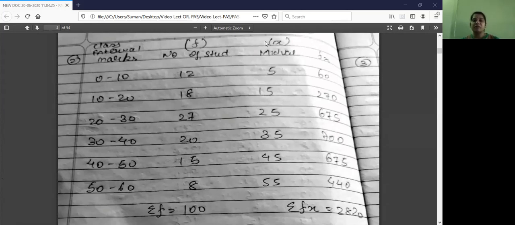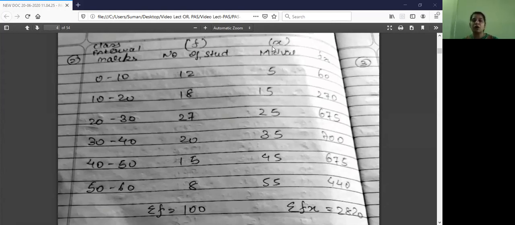We make one column, small x, which is the mid value. For 0 to 10, the mid value is 5. For 10 to 20, the mid value is 15. For 20 to 30, it is 25. For 30 to 40, it is 35. For 40 to 50, it is 45. And for 50 to 60, the mid value is 55.